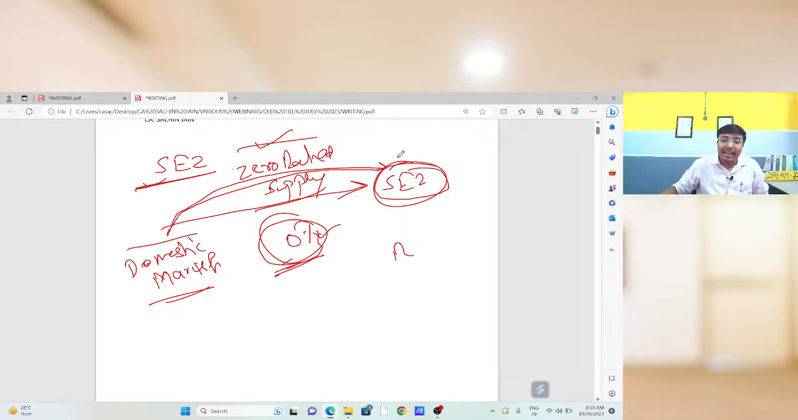So in that case SEZ is the recipient. When the supplier is not liable to make the payment of taxes, SEZ is also not liable to make the payment of taxes. So conclusively we can say that RCM related provisions will not be applicable in case of special economic zone. Whenever a supplier is going to make a supply to the special economic zone, in that case reverse charge mechanism related provisions will not be applicable.